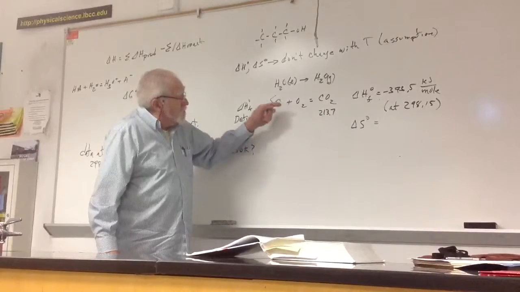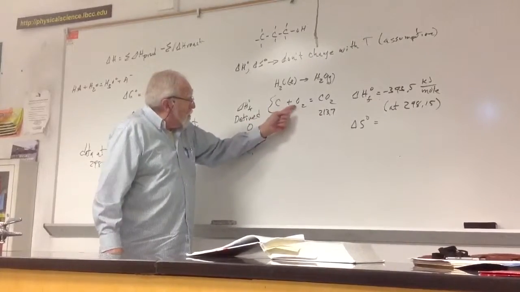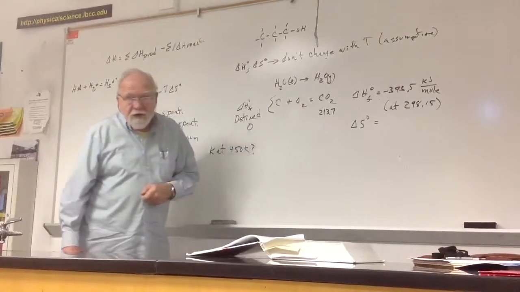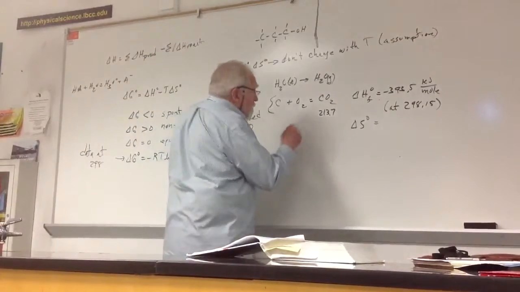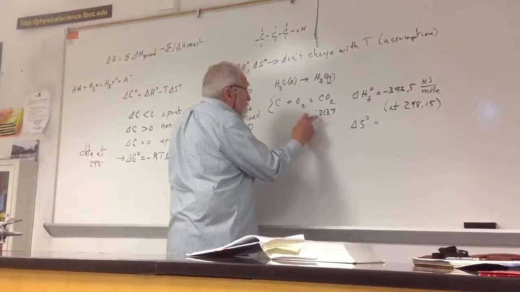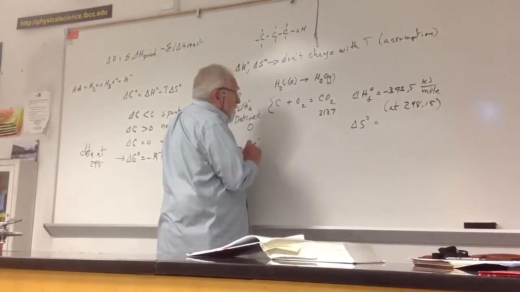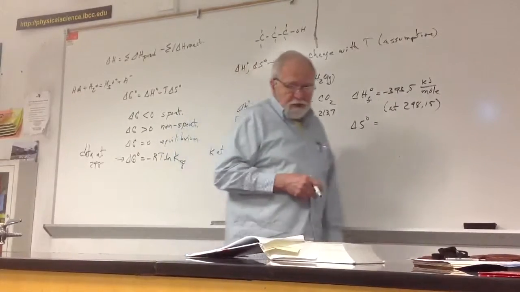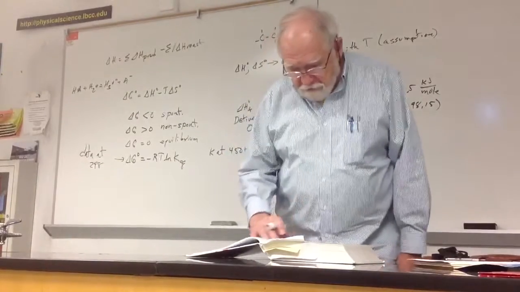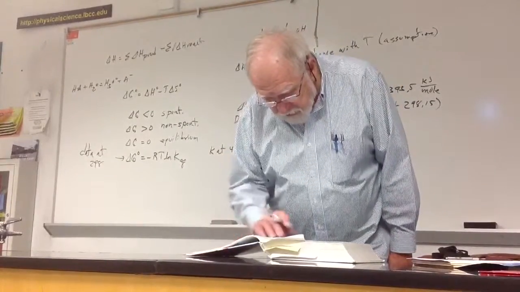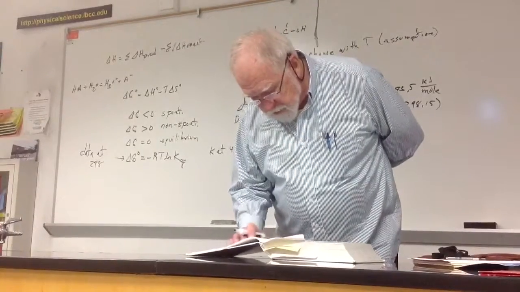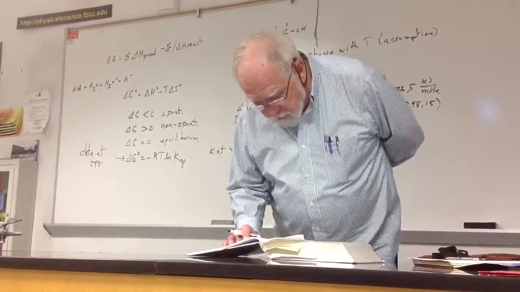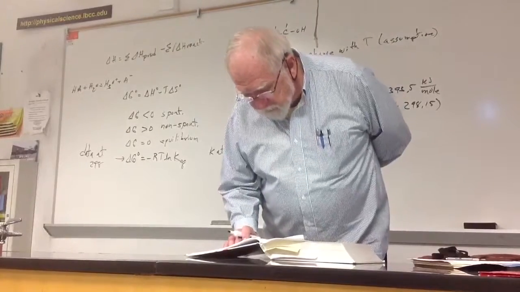But since we're working at 298, all of these have positive numbers for the entropy. So when I want delta S for this reaction here, I have to take the products minus the reactants. So I look up oxygen, 205.0, and carbon is here. And I'm going to use the standard state because that number was the standard state number. So carbon, graphite, 5.74.